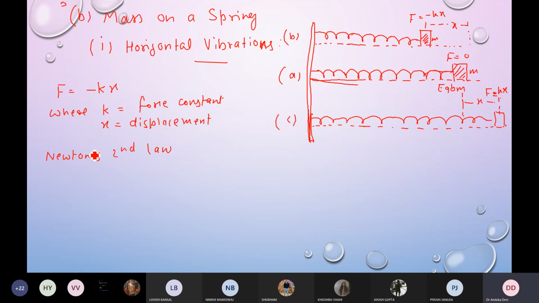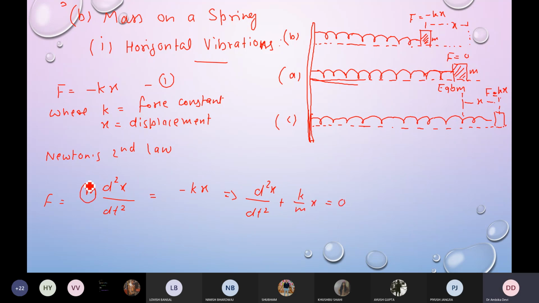Now we also know that according to Newton's second law, force is mass into acceleration. If m is the mass of the system, then m into acceleration, which is the double differentiation of displacement, d2x upon dt square, is equal to minus kx, because force is equal to minus kx, from equation number 1. So this further implies d2x upon dt square plus k upon m into x is equal to 0.